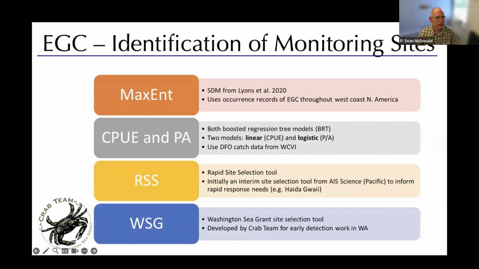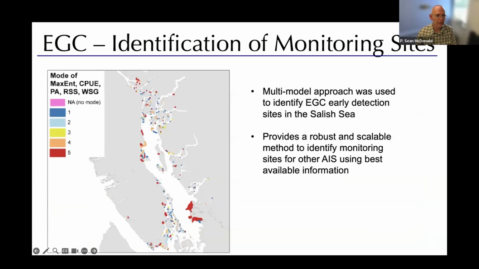DFO was using 3 different models: the MaxInt, the CPUE and PA, and the RSS models. And we wanted to also compare the Washington Sea Grant model that we were using to identify our monitoring sites in Washington State, both inland and on the coast. And so through that shared effort and exchange, we were able to develop a set of priority sites.